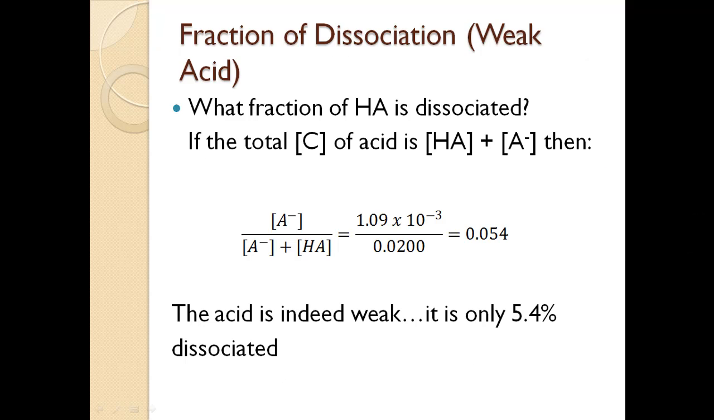So now what if I wanted to ask you, what's the fraction of dissociation of that weak acid? This is easy because this is just a percent. So you take the concentration of A minus, the conjugate base, which we found is 1.09 times 10 to the negative 3, and then you divide it by the concentration of the original solution, 0.02. If you do that, you get 0.054. So this acid is indeed really weak. It actually only dissociated 5.4%. Obviously, I just multiplied that 0.054 times 100.